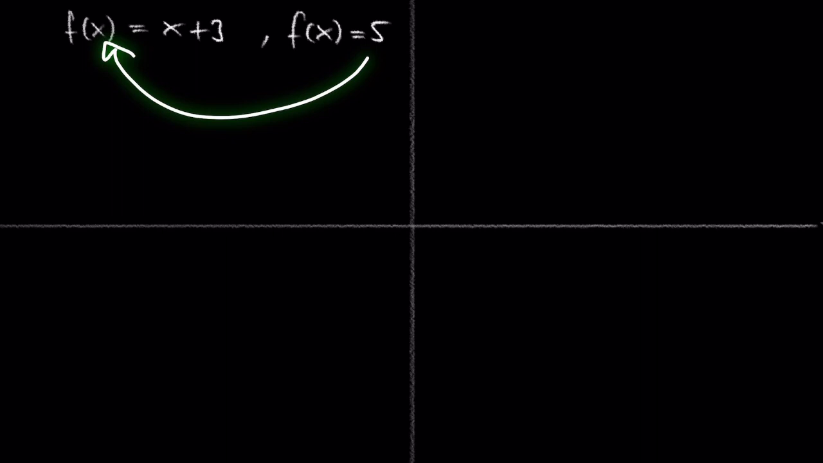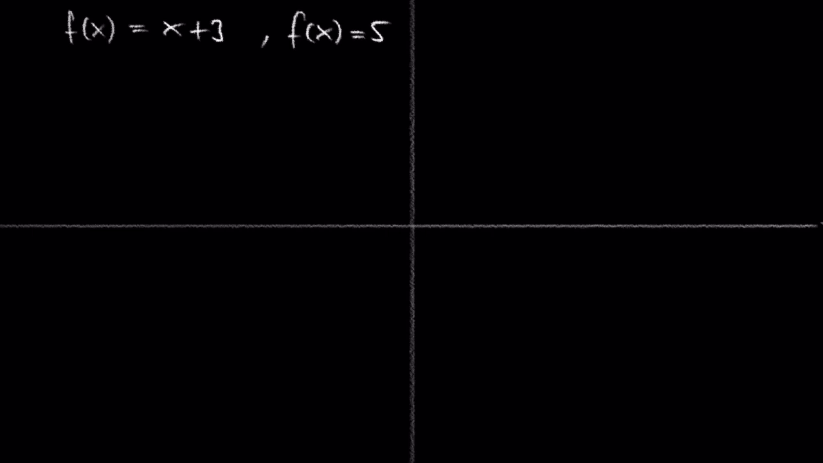How can we solve the given function f of x equals x plus 3 for f of x equals 5? Solving for f of x equals 5 means identifying the input values x that produce an output value of 5. So we just have to substitute the 5 for f of x and then solve for x.